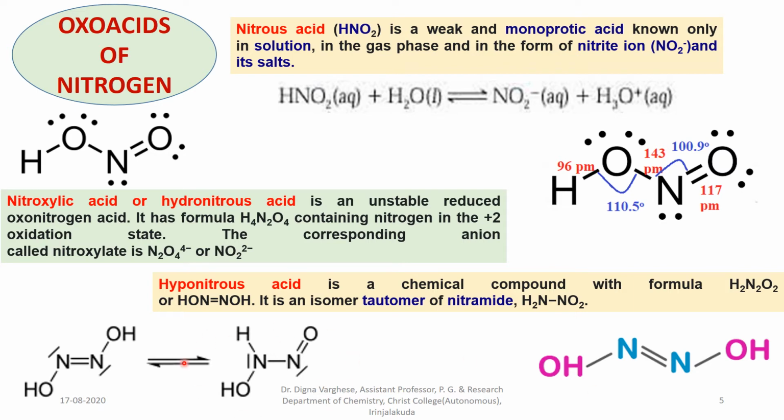H2N2O2 is a weak acid since it contains two ionizable hydrogens, that is, the hydrogen atoms connected to the oxygen atoms. So it acts as a dibasic acid and loses protons, giving 2 H+ and N2O2 2- as the anion. It shows two resonance structures like this, or a tautomer of nitramide.